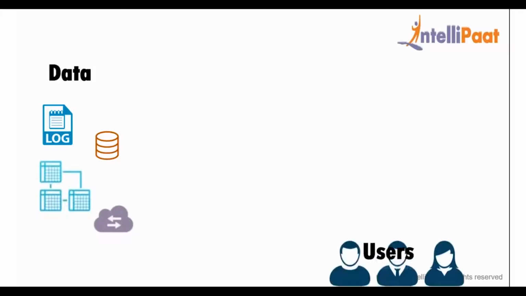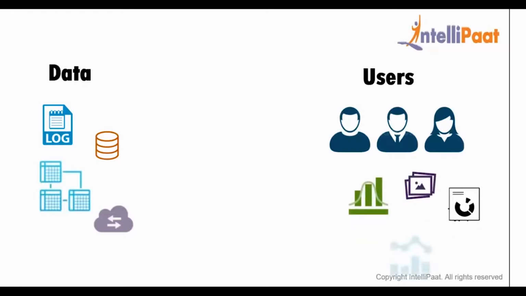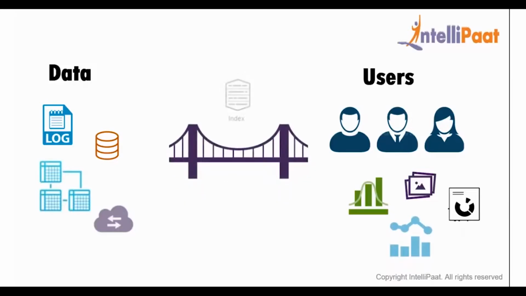On the other hand, we have users, who act as information dividers from various sources. So business operations need graphs, images, pivots, and dashboards to make better decisions for the business. So what do you think? What is it exactly that acts as a bridge between data and users? Yes, it is indexes.